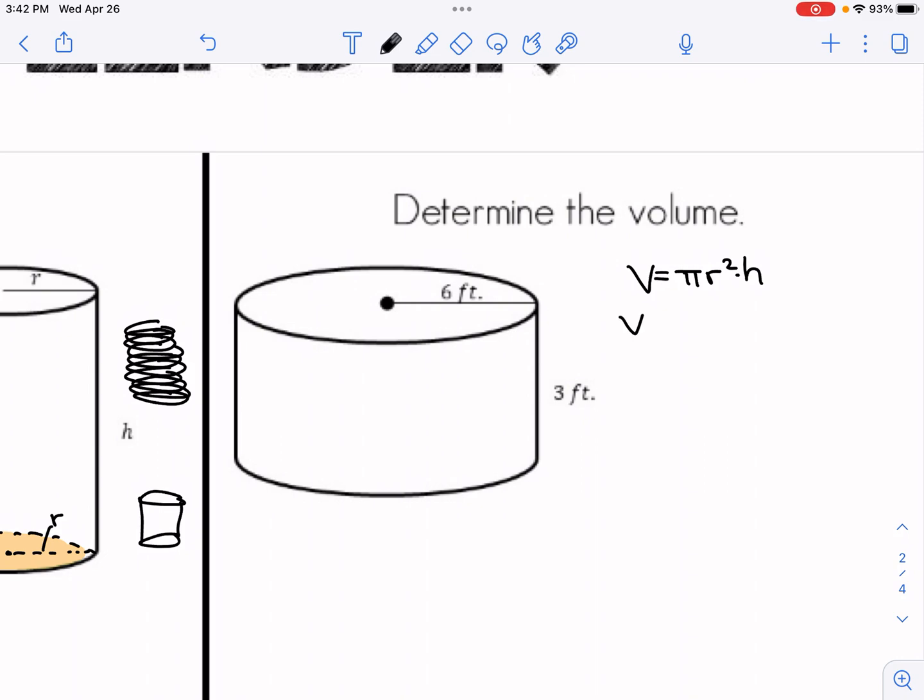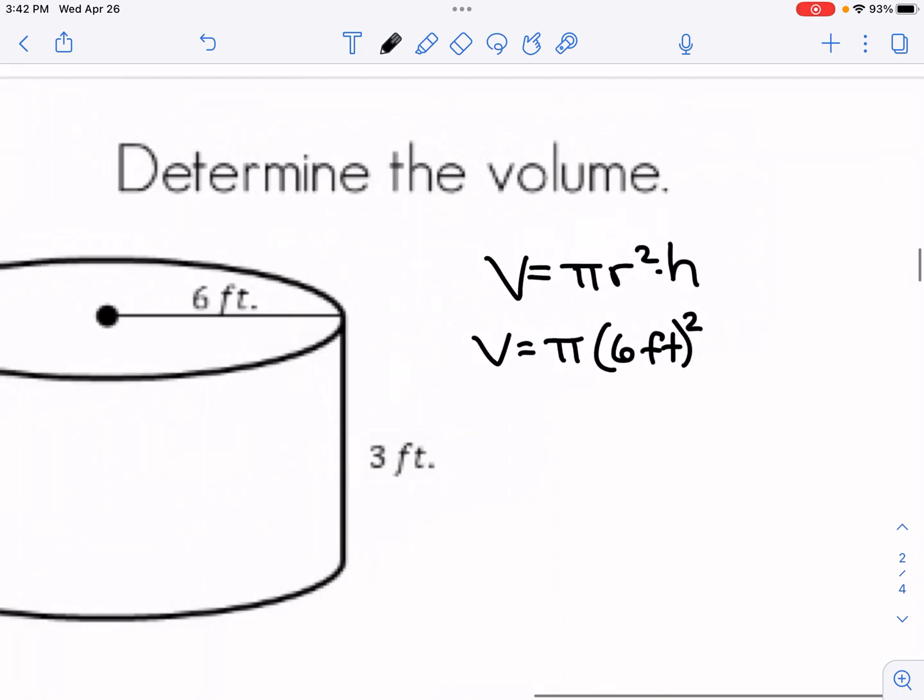So V is going to be equal to pi, the radius is 6 feet. I'll put 6 ft. We don't really deal with our units, but we'll deal with it right now. And then our height is 3 feet. Okay. Now we're going to take this away and this away, because this will be feet squared times feet, which is feet to the third power, or cubic feet.